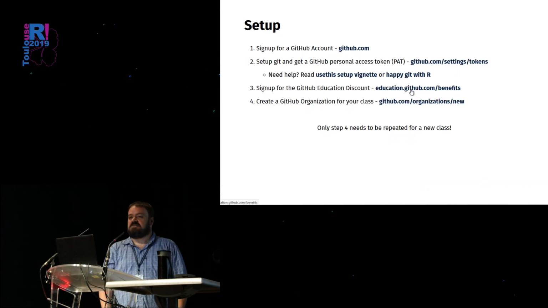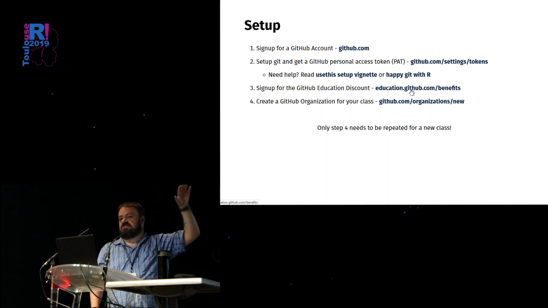Setting all of this up takes a little bit of time. You need to get things set up in terms of GitHub, so I've just provided a list of what you need to do here: signing up for a GitHub account, making sure that you have access to the GitHub API via a personal access token, signing up for the GitHub education benefits so that you can create private repos for your students for free, and then creating your organization for your class.